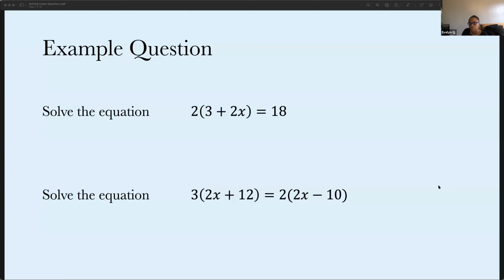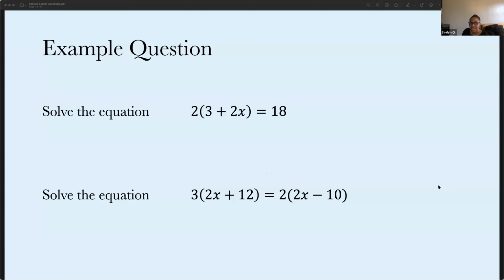Someone asked, with the previous question that we did, could you not have divided by 3 at the start? Yes, you could have. I just did one method to show everyone you can divide by 3 at the start. The only thing is, if the right hand side wasn't a multiple of 3, you would have already started with a fraction. So that would have made it a little bit harder for you to continue solving.